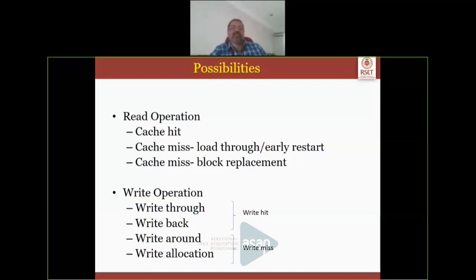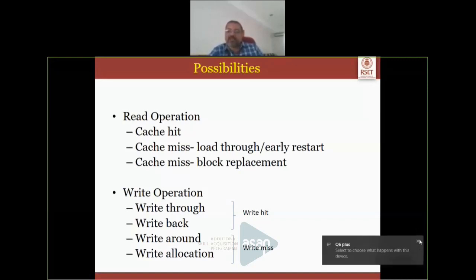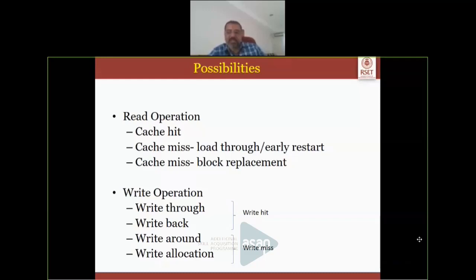Write operation. During the execution, some information is loaded from cache memory, the processor accesses it, and during the execution there will be some modifications which have to be updated to the primary memory. That particular block of information was accessed from cache memory by the processor, and an update is required. What will happen? There are different methods.